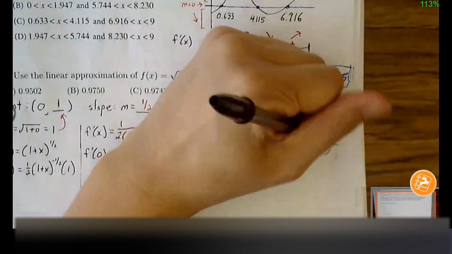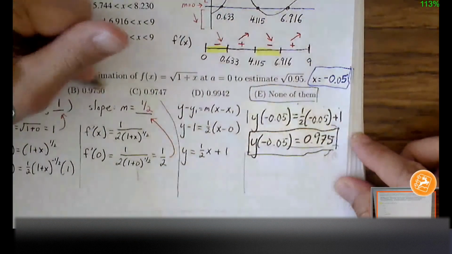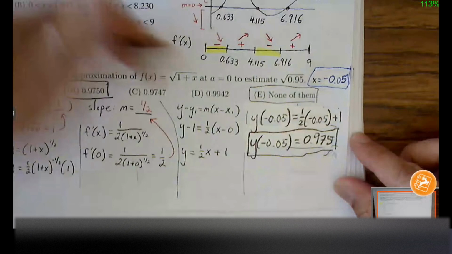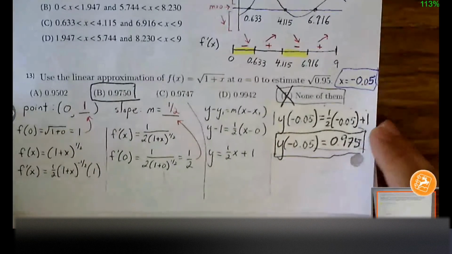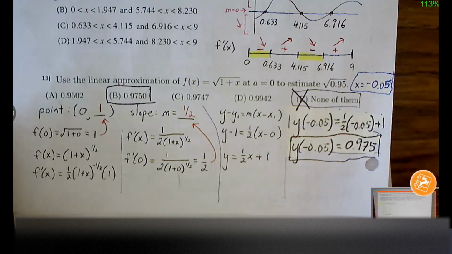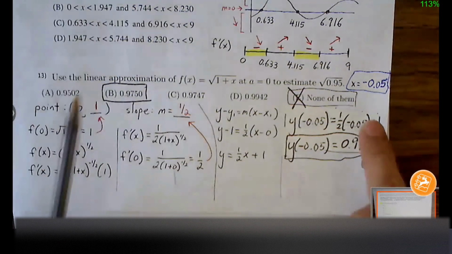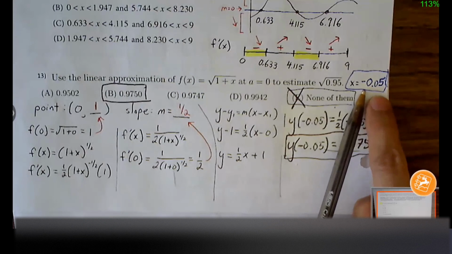I got 0.975. Should be answer choice B. Yeah, so if I give you a linear approximation problem, it'll be straightforward. You want to figure out the x, I'll give you that x value to use.